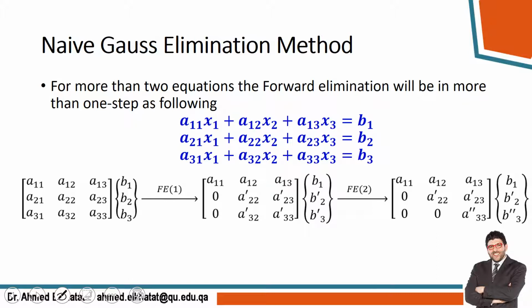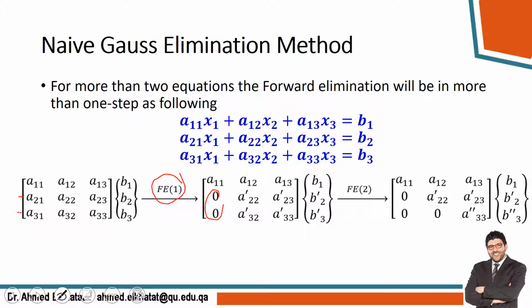So now for a more complicated equation, for example we have 3, it will be in multi-step. So first we have this equation, and we apply forward elimination for this equation and this equation together, this equation first and this equation, so we have both are 0, and we have a', b', a', b' plus.